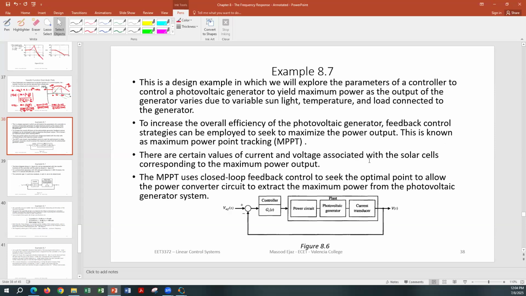Certain values of current and voltage associated with the solar panel correspond to the maximum power output. Maximum power point tracking uses closed loop feedback control, as you can see in this block diagram. You have the controller, and then you have the process, which is the solar panel, basically. Power circuit, photovoltaic generator, and the current transducer.